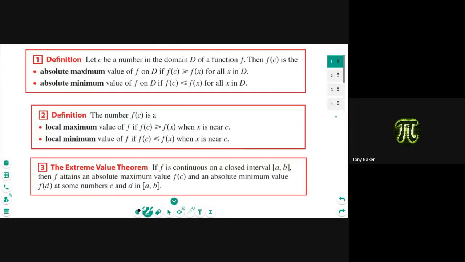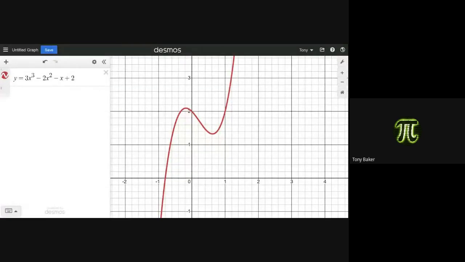Let's look at, I'm just going to make up a question real quick. All right, so let's look at this graph. So we talked about how it changes from increasing to decreasing or decreasing to increasing. My slope at those points has to be 0. So that means my derivative would have to be 0.